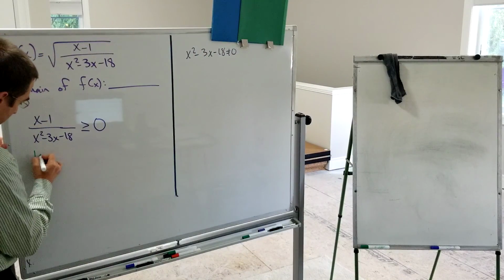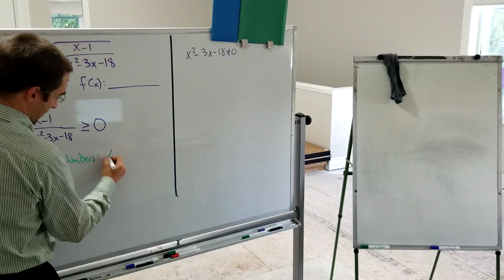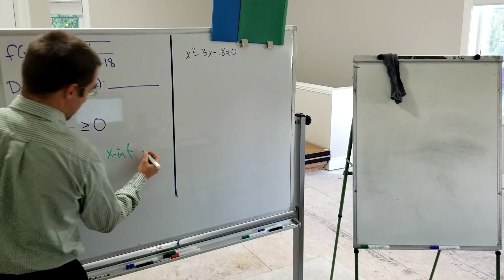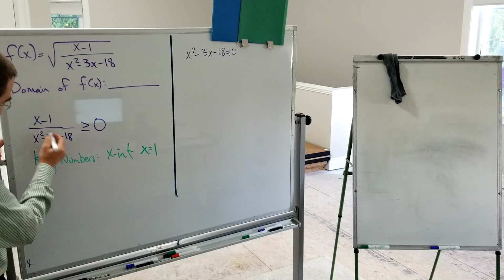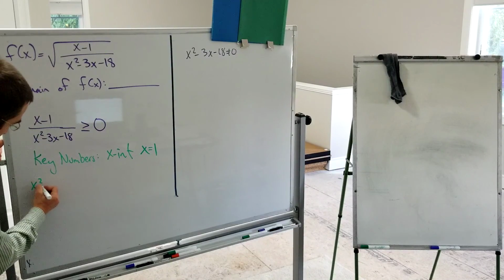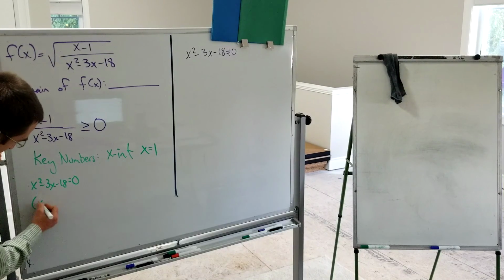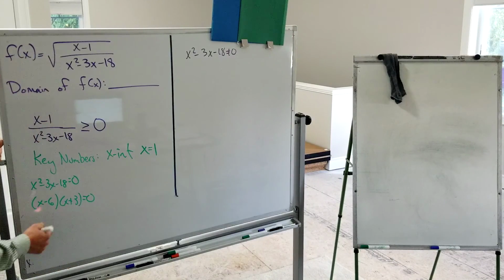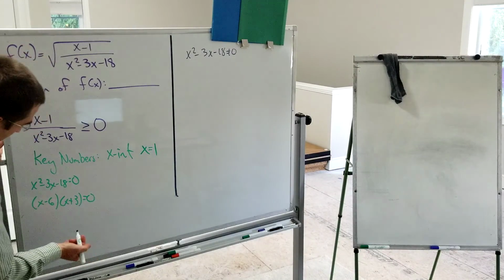So key numbers are the x-intercepts. That's when the numerator is equal to 0, so that's where x equals 1. That's one of our key numbers. And then when the denominator equals 0, x squared minus 3x minus 18 equals 0. That is x minus 6 times x plus 3 if we factor it, equals 0. That multiplies to negative 18 and adds to negative 3, because there's a 1 here, it's just 1x squared.